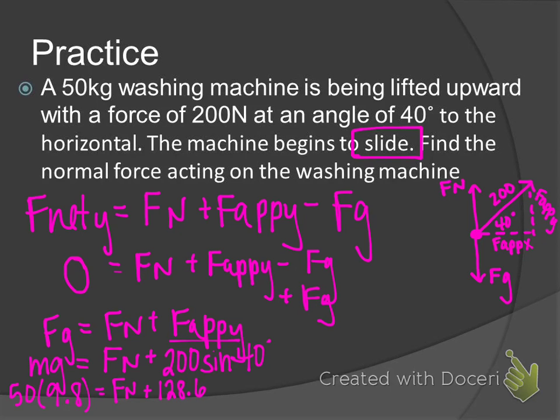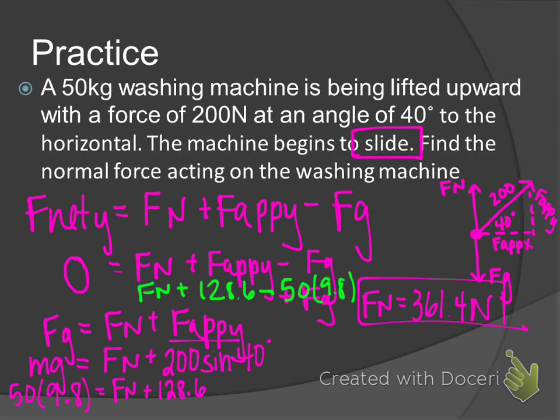Now we take 50 times 9.8, and our final normal force, I got to be about 361. You can start plugging in your numbers at this step right here if you want. That's fine. I just showed you how we can get these things together. We could have plugged our numbers in right here and said the normal force plus 128.6 minus 50 times 9.8, and then we could have just moved this whole term to the other side and made that equal to the normal force.